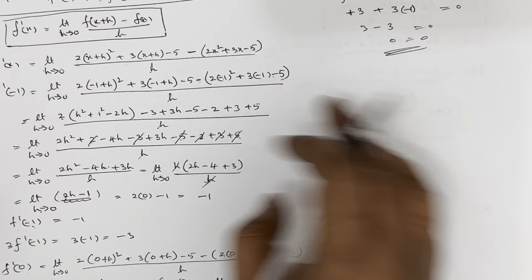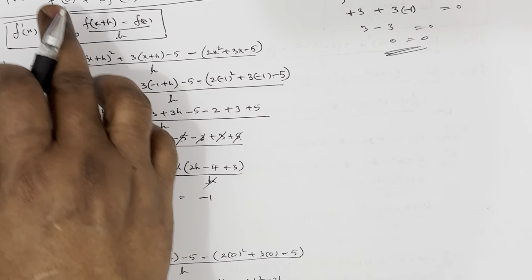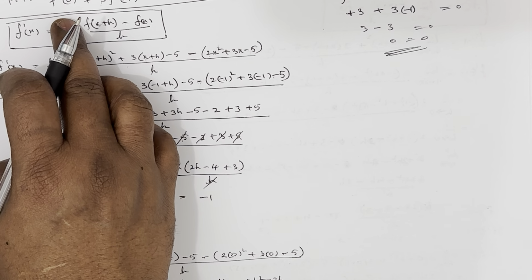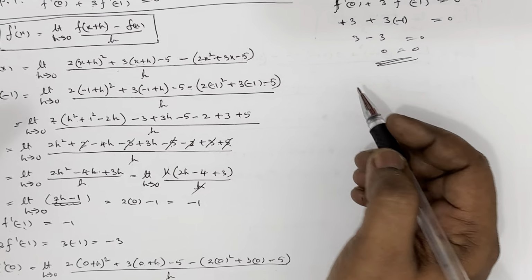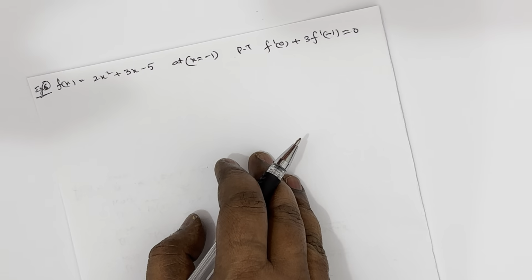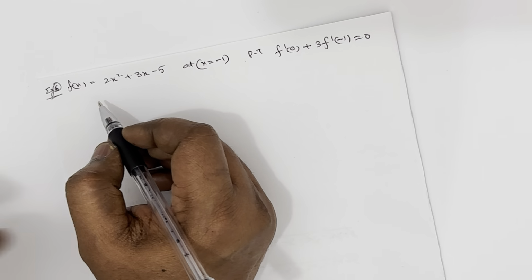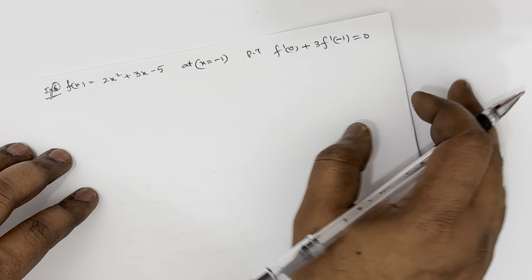Okay, now we'll do this in the second method. This is the first principle method. Now we will do it in the second method, that is the power rule method.